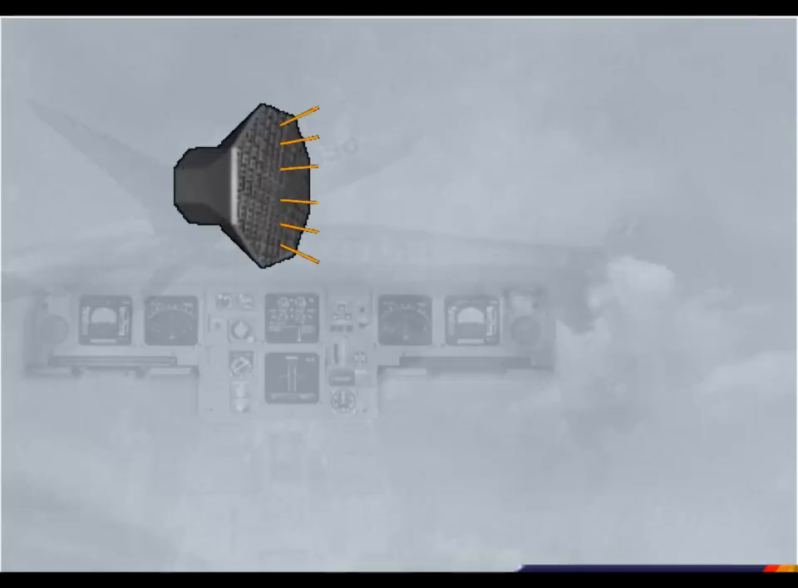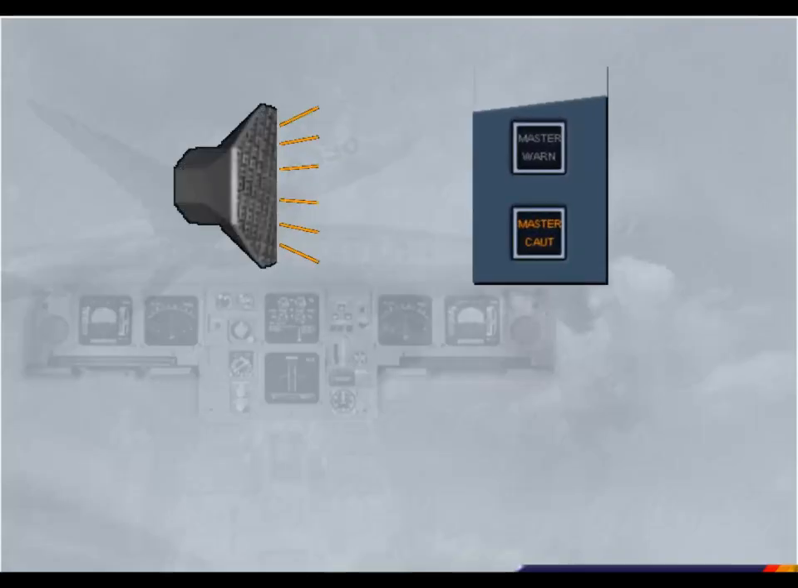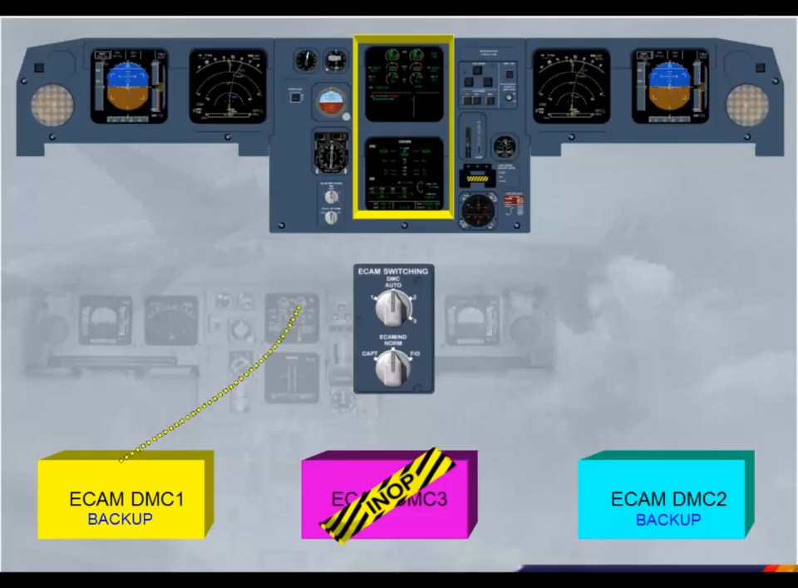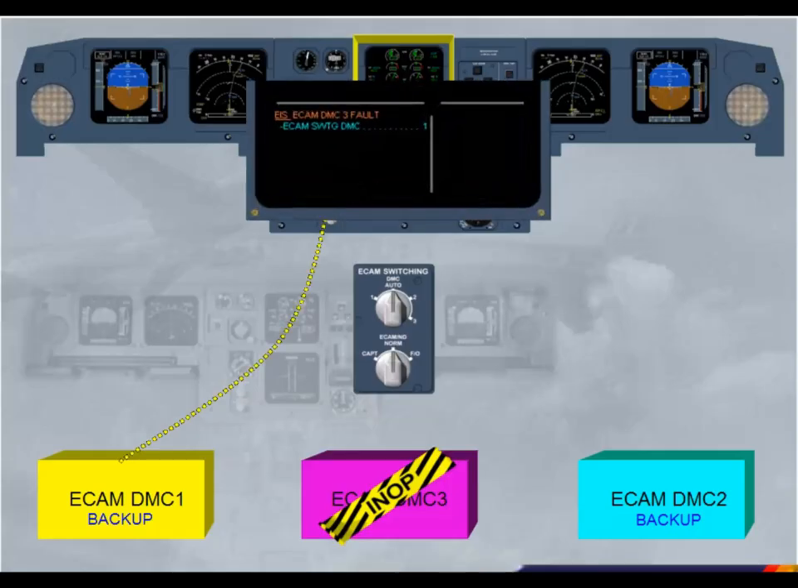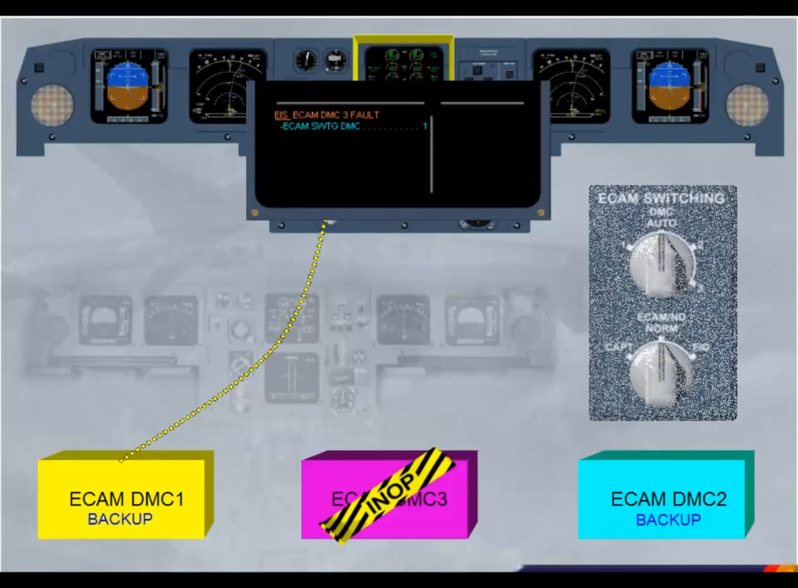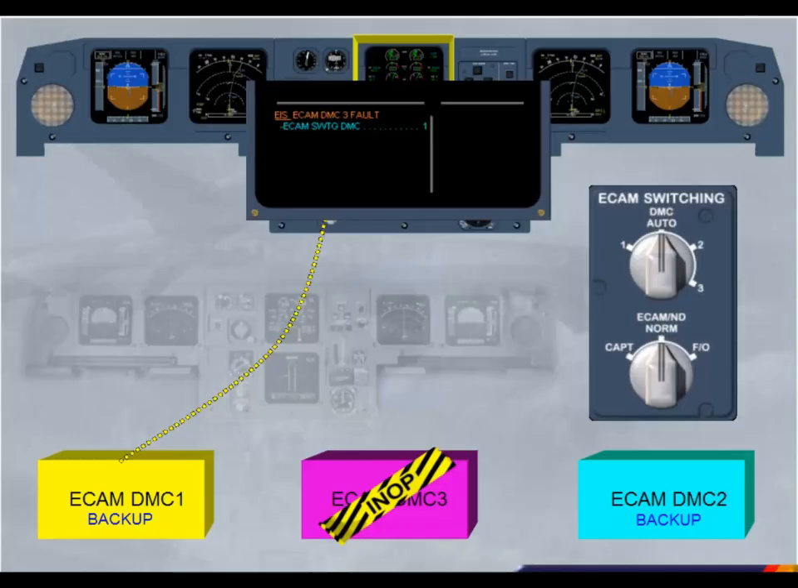You hear a single chime and see the master caution light. Cancel the master caution. The master caution is extinguished. So that you can carry out the ECAM procedure, we will bring up the lower part of the engine warning display and the ECAM switching panel for you.